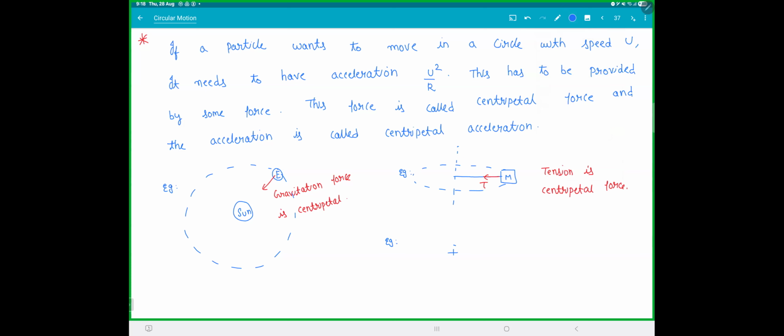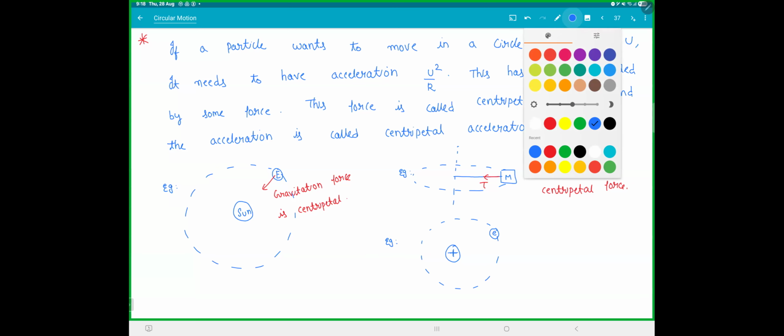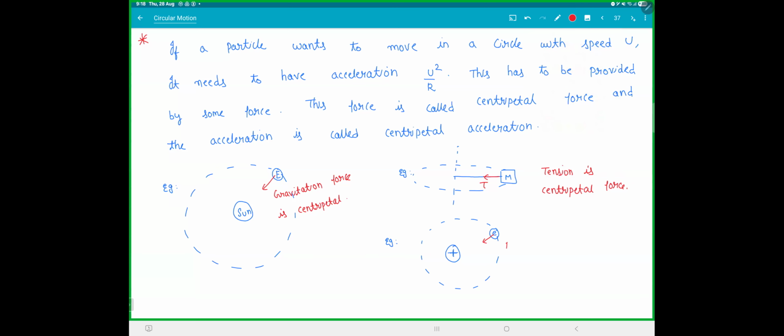If you take a hydrogen nucleus, a proton, and an electron is going in a circle, we have electrostatic force. That is a centripetal force. Normal reaction can be centripetal force. Friction can be centripetal force. So the centripetal force is not something new. Any force which will make you go in a circle is centripetal force. What is centrifugal force? We'll talk about that later. Right now, don't worry about that. Forget about it.